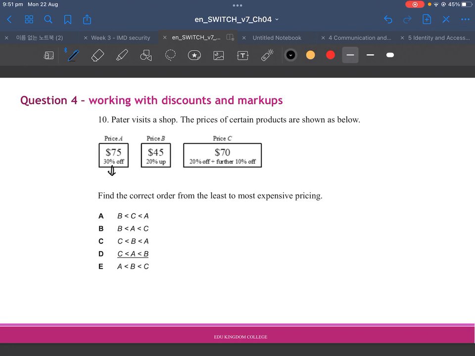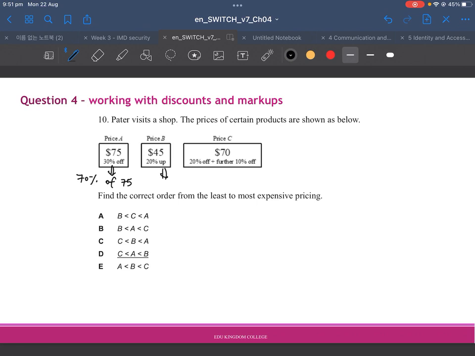Because remember, the object's whole price used to be 100%. Now, obviously, we don't know how much that actually is in dollars, but percentage-wise, it used to be 100%. So if it's 30% off, it has to be 70%. Okay, so instead, I'm just going to calculate 70% of 75 for price A.